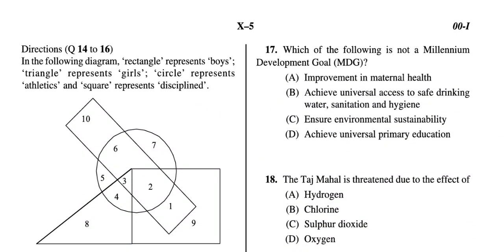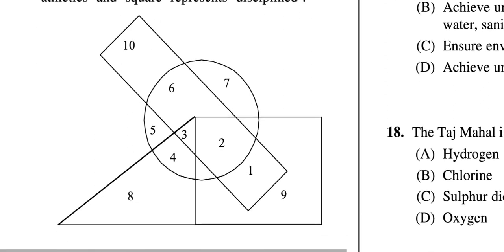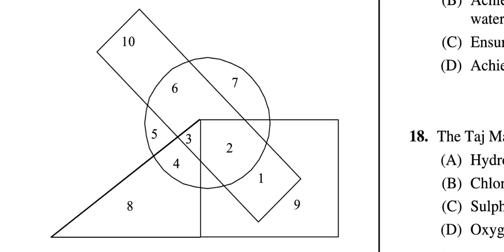Another question, it is also related to mathematical sum. It says, directions, question number 14 to 16. In the following diagram, rectangle represents boys, triangle represents girls, circle represents athletics, and square represents disciplined. And the picture is like this: 10, 6, 7, 5, 3, 2, 4, 8, 1, 9.